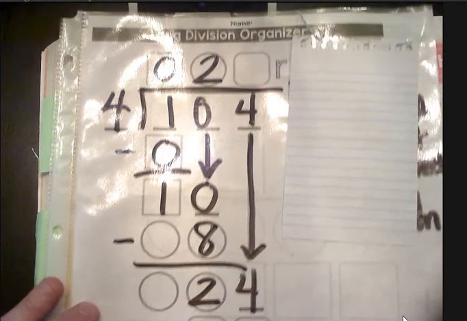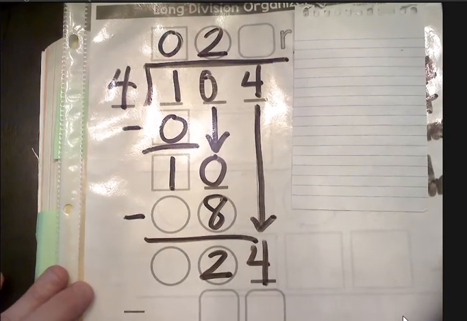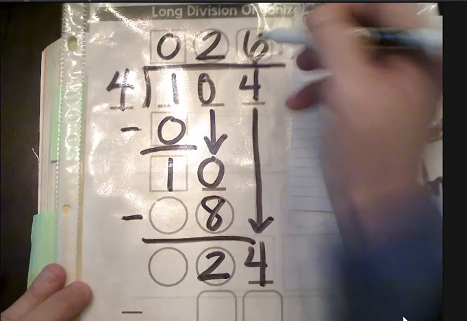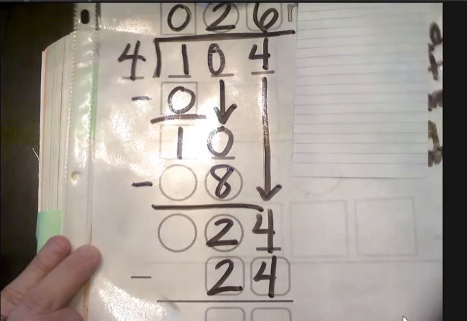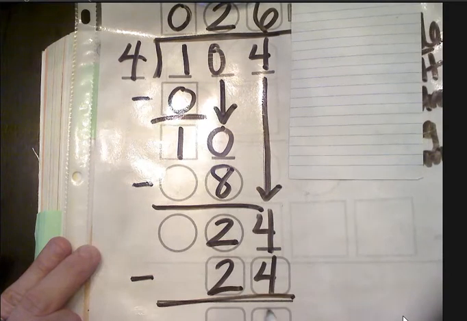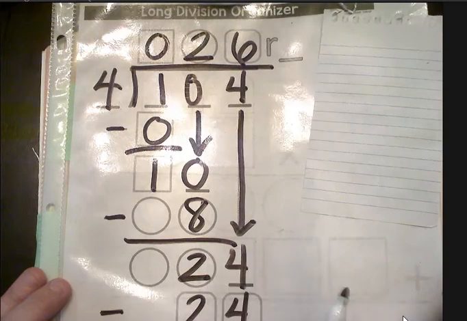How many times does 4 go into 24? Yep, 6 times. 6 times 4 is 24. Subtract. 24 minus 24 is 0. There's nothing left to bring down, so my remainder is 0.